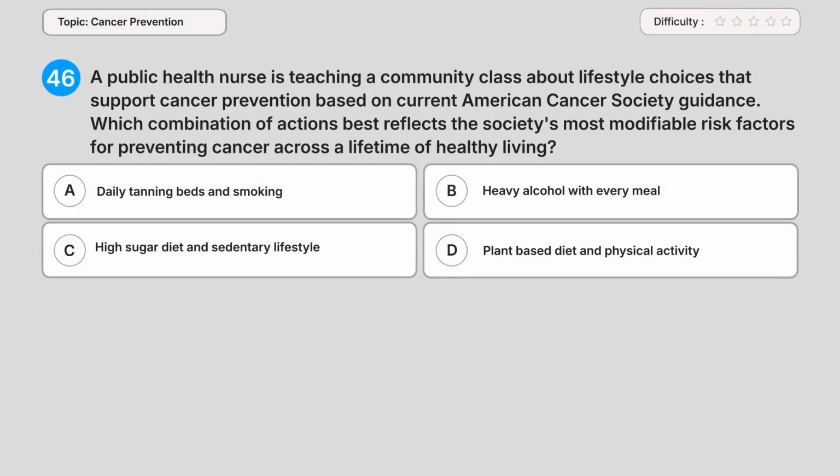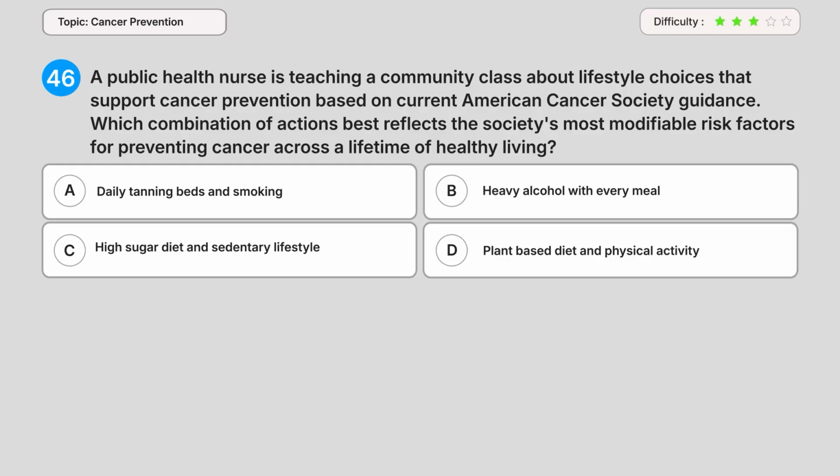46. A public health nurse is teaching a community class about lifestyle choices that support cancer prevention based on current American Cancer Society guidance. Which combination of actions best reflects the Society's most modifiable risk factors for preventing cancer across a lifetime of healthy living?